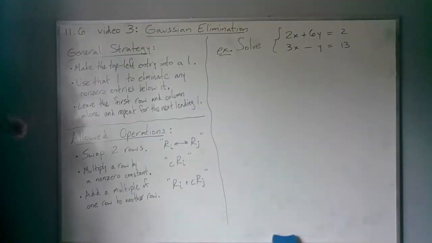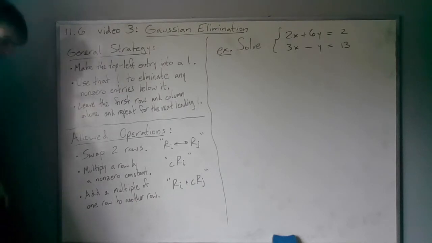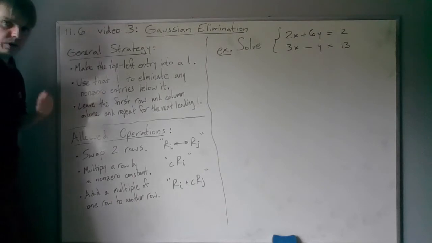So our general strategy is to first get a 1 in the top left corner and then use that 1 to eliminate anything below it. So even if there was some other easier way to do elimination, typically in Gaussian elimination we're going to make a 1 in the top left corner and use that 1 to get rid of stuff below it. You'll see why once we get into the method. Once we're done with that, we're going to leave the first row and column alone and then repeat the same process with the next leading entry. So we're going to make leading ones one at a time.